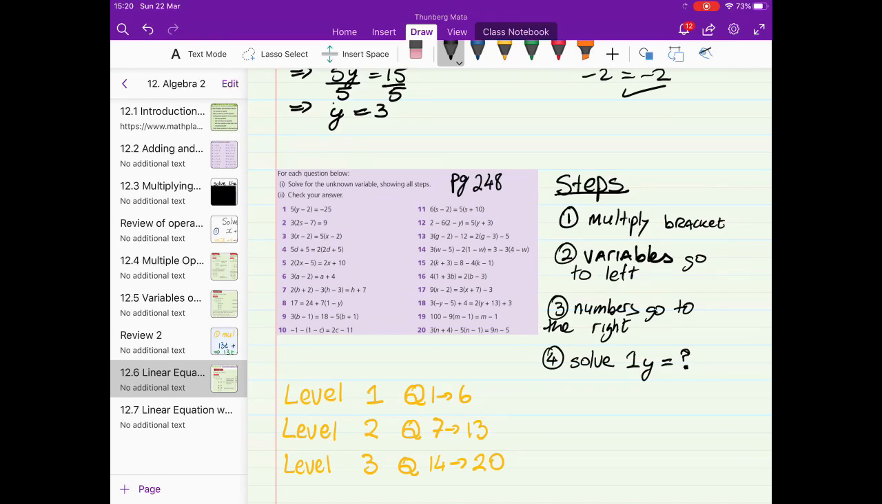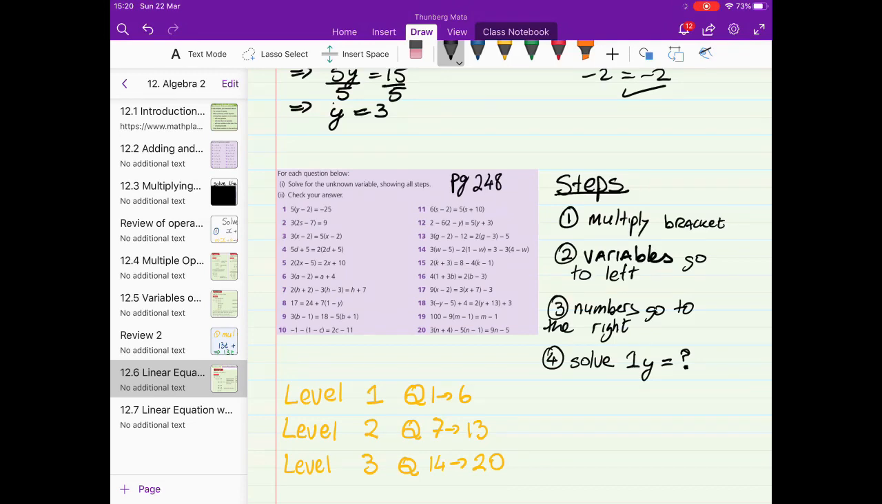They're on page 248 of your book. Our steps, simply enough, are to multiply out the bracket. Variables are to go to the left. Numbers are to go to the right. And then we want to solve and find out what one variable is equal to. It might tell you 5y is equal to something, 3x equal to something. Divide then to find out what one of them is.